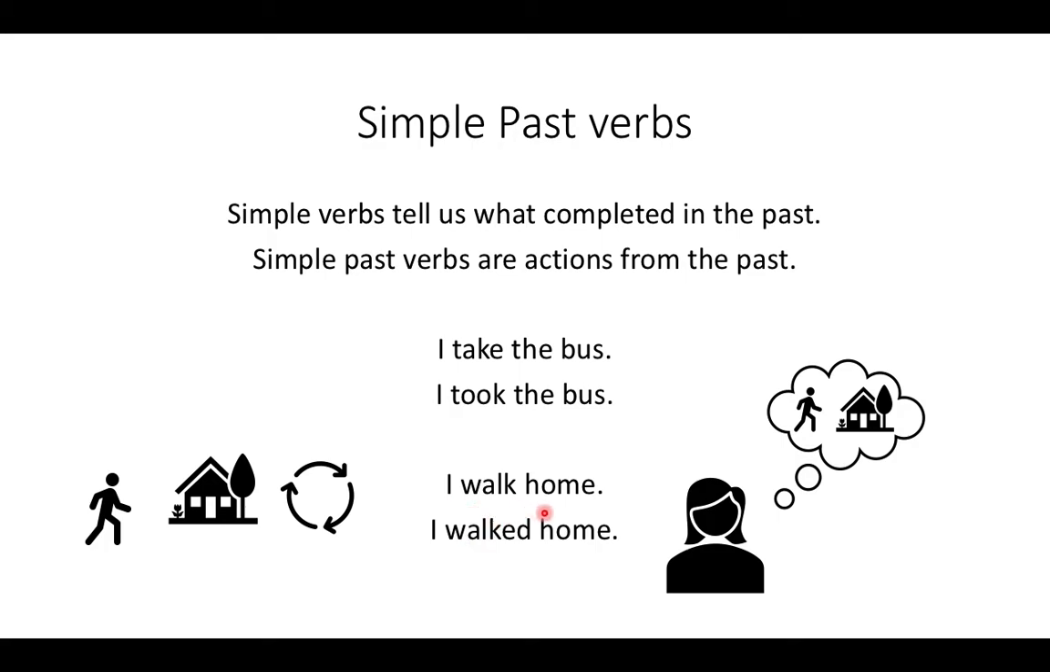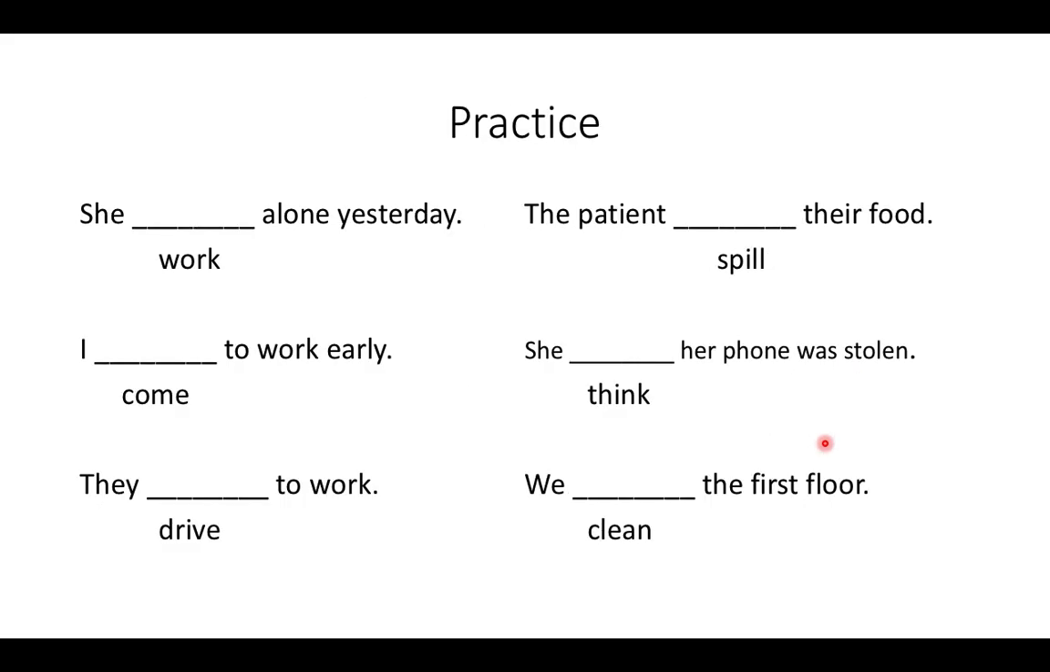If you say, I walk home, again, that means that you walk home a lot, that you do it every day, or you do it every day that you work. It's just that you're doing it a lot. If you said, I walked home, it means that you did it in the past. So you're not doing it right now, but you did it before right now. So again, we're going to do some practice with regular and irregular verbs in the past tense.